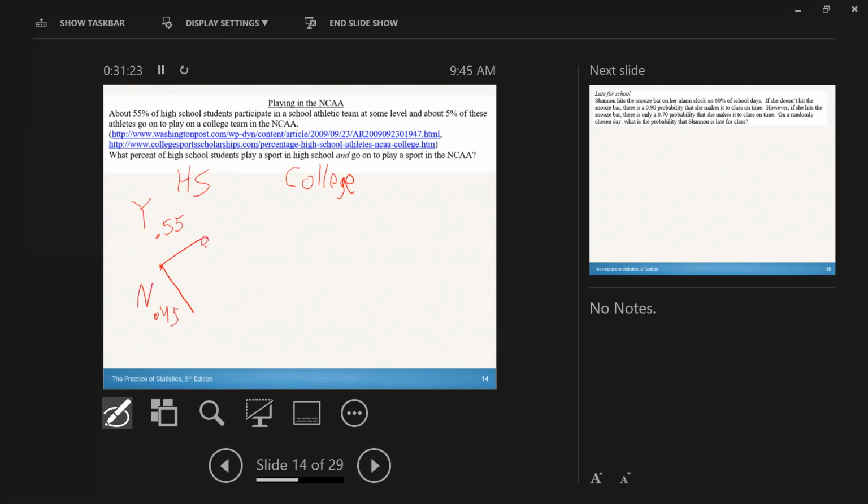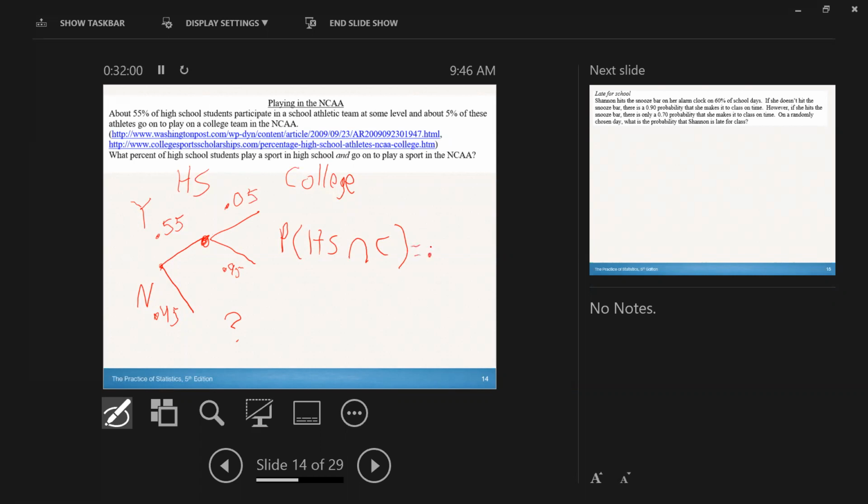Great. And then I put 5% on athletes going to colleges, and then 95% is not. And we don't really know the other one, but it's asking us to find the probability that a student plays in high school and they play in college. So how would we figure that out? So then you multiply 55% with 5%.